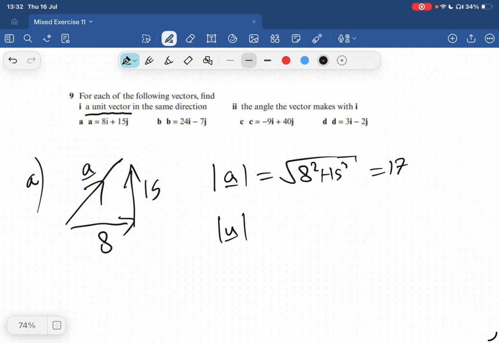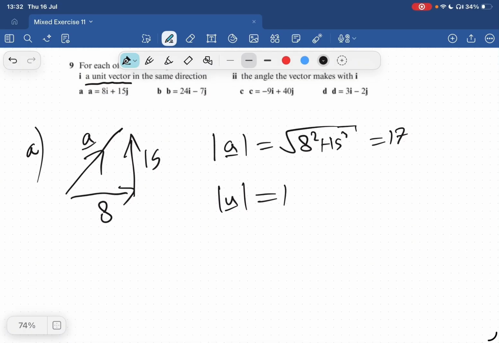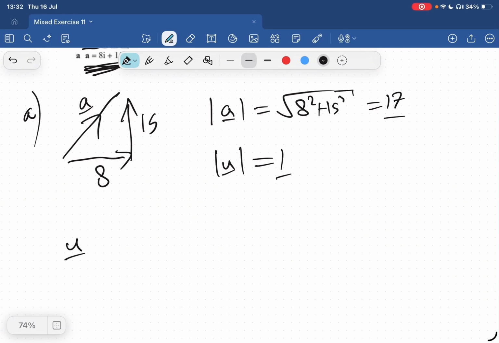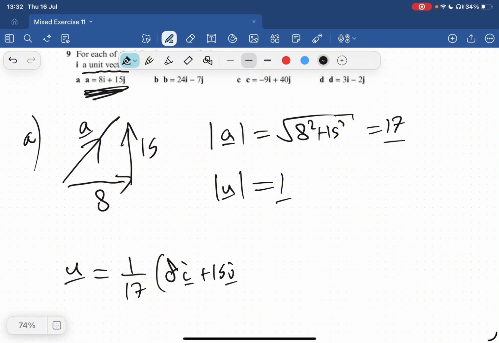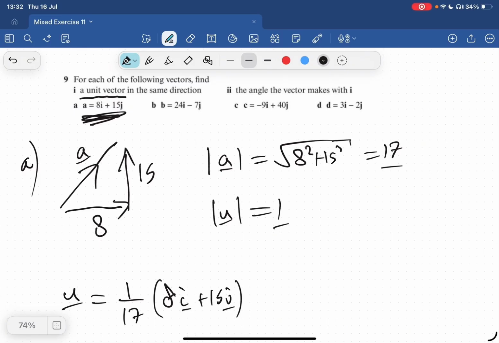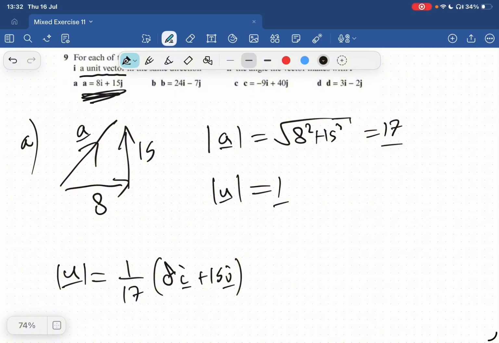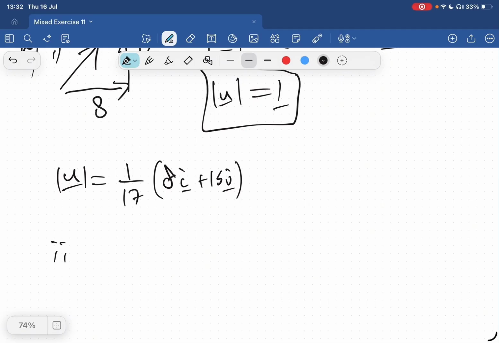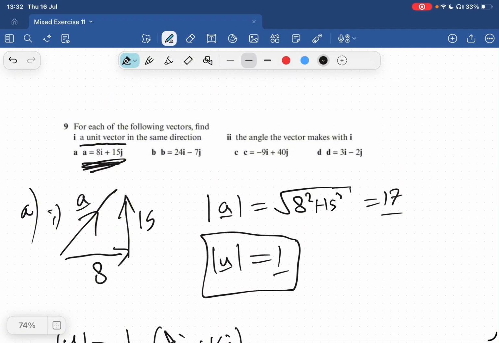For it to be a unit vector, we only want the magnitude to be 1. So the magnitude of a unit vector is 1. At the moment this has a magnitude of 17, we need it to be 1. So what we do is we divide this vector by 17, and that will force its magnitude to be 1. So this unit vector is going to be 1 over 17, lots of 8i plus 15j. That forces its magnitude to be 1. So that's part i.